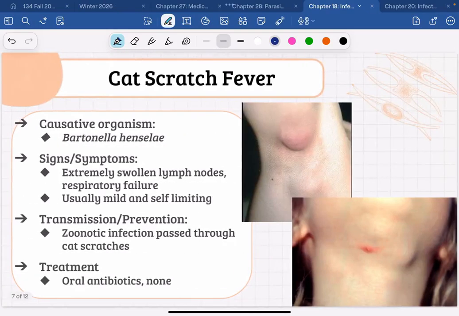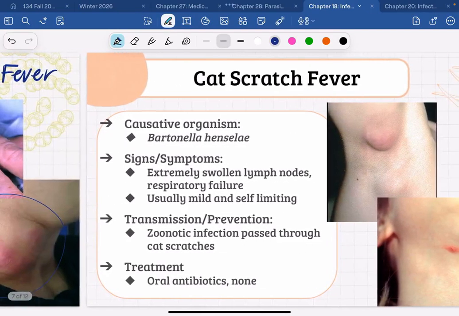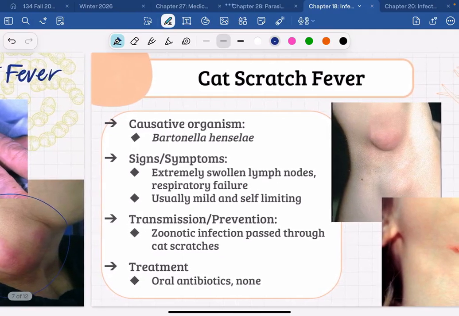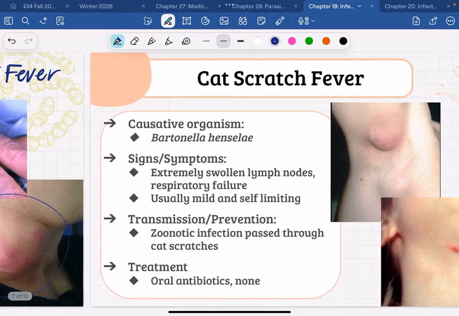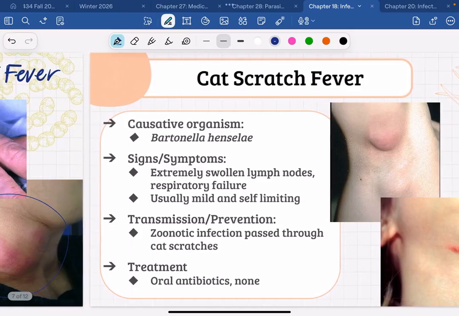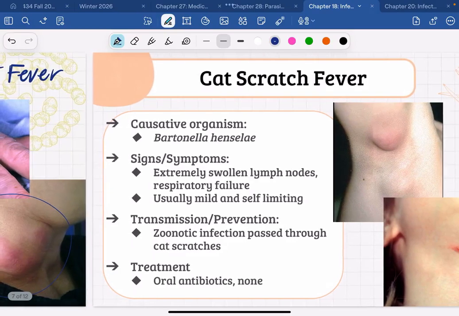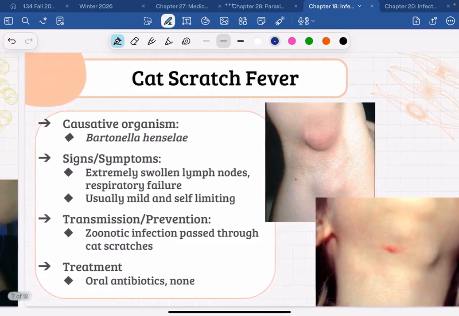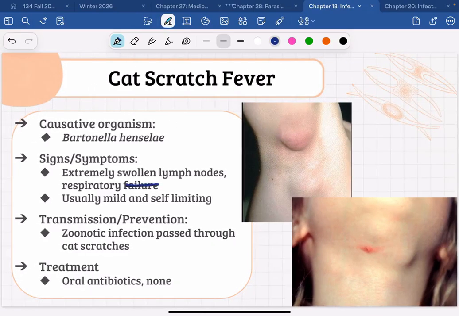Okay. And our next one is cat scratch fever. Now, cat scratch fever is caused by another bacteria called Bartonella henselae. And this has very, very similar signs and symptoms. Extremely swollen lymph nodes, respiratory, not failure, that's the wrong word, I'm sorry. Respiratory illness.